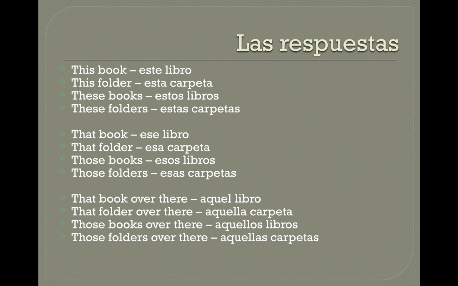We can see this book is este libro, this folder, esta carpeta, estos libros, estas carpetas, this book, these books, this folder, these folders. Notice that the este and libro agrees, estos and libros agrees, esta and carpeta, estas carpetas. Using the same nouns, you can see how it's just ese, esa, esos, esas, all agreeing with the noun, and then aquel libro, aquella carpeta, aquellos libros, and aquellas carpetas.